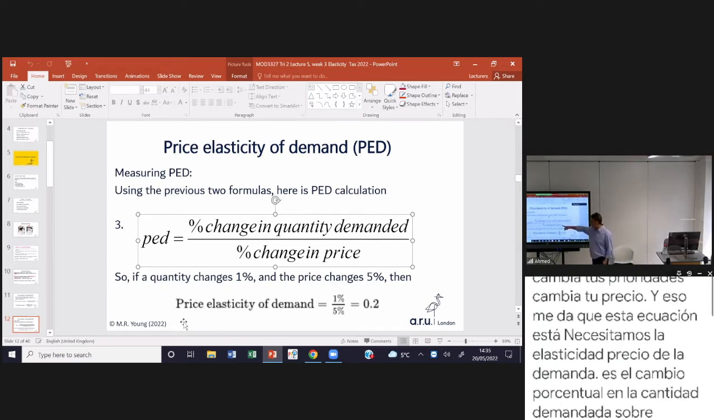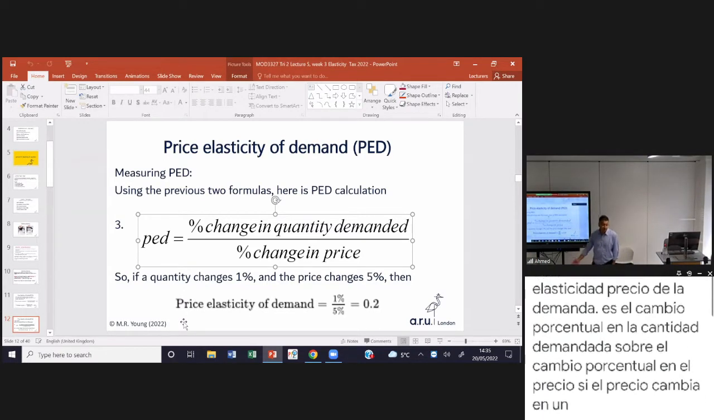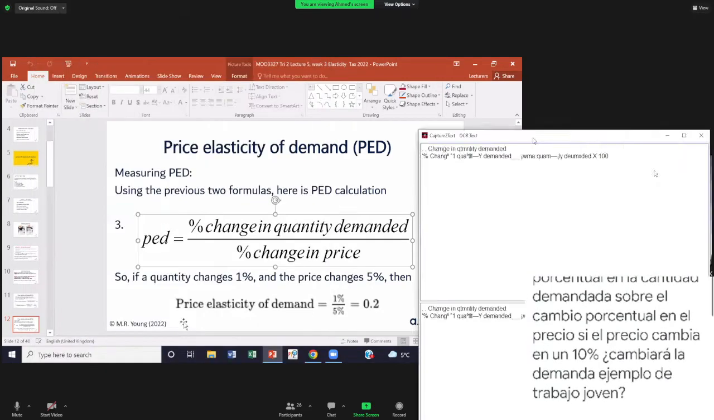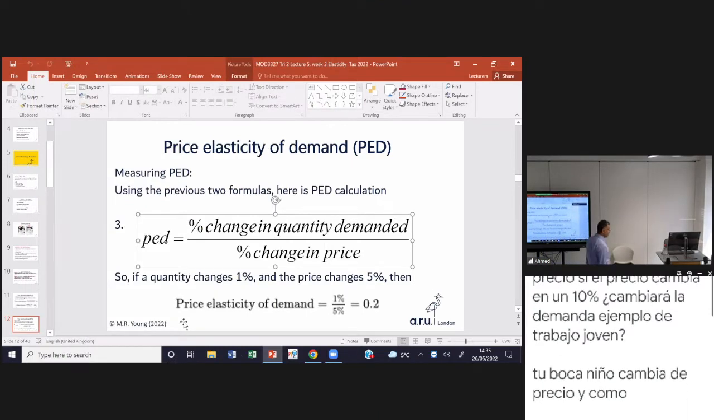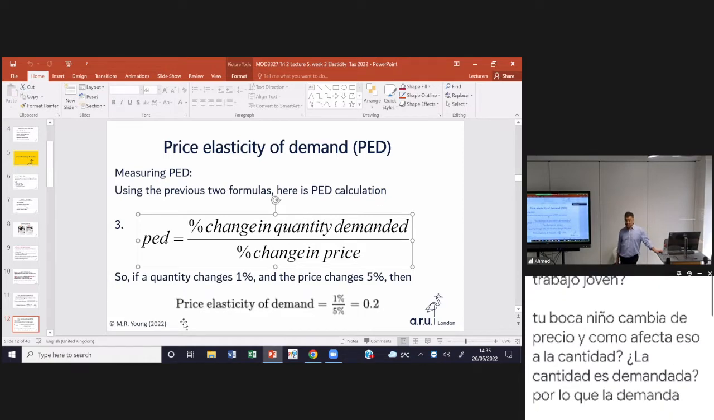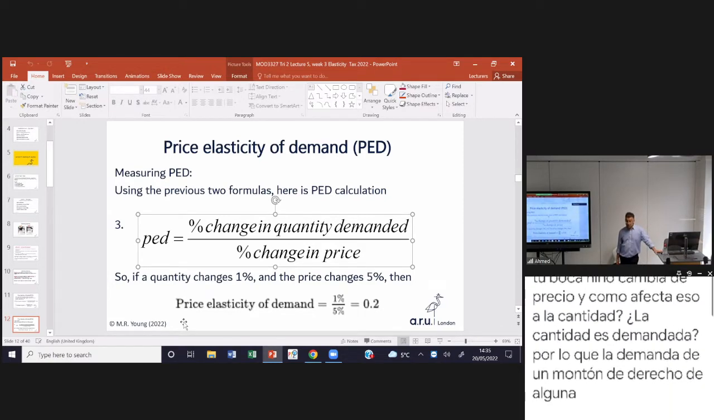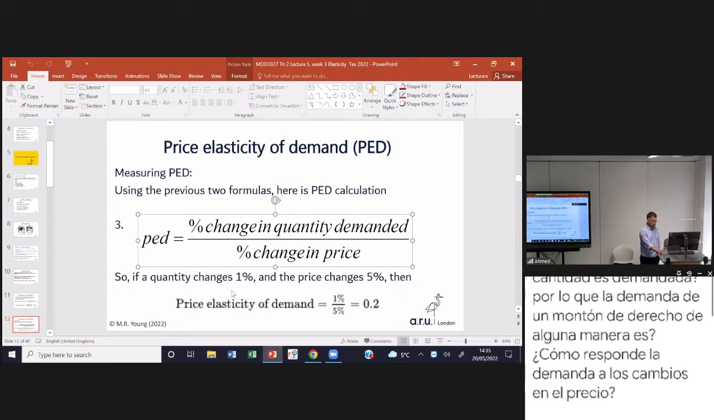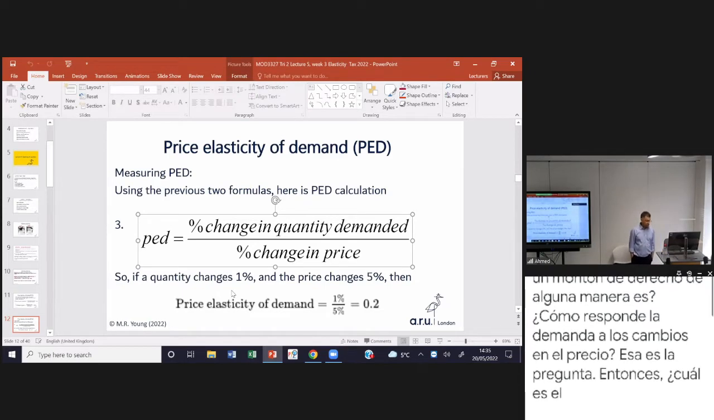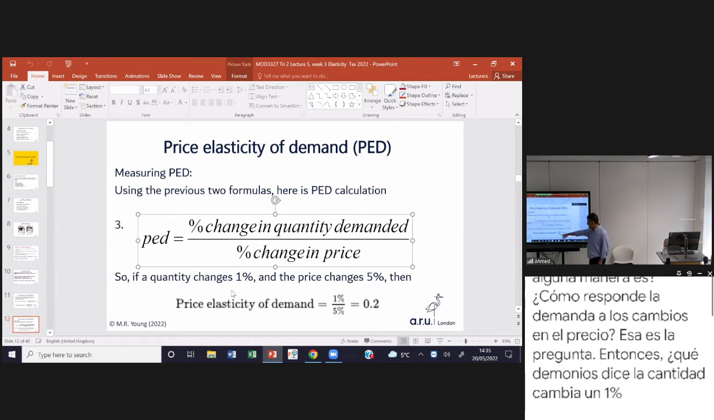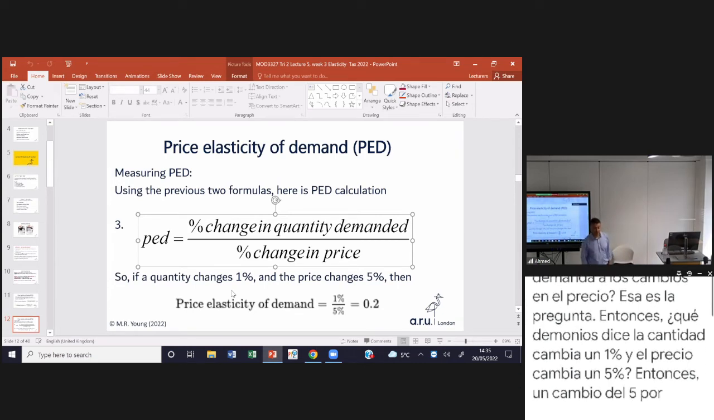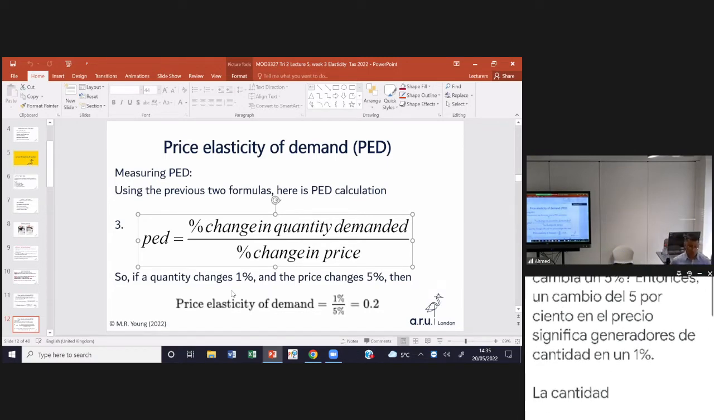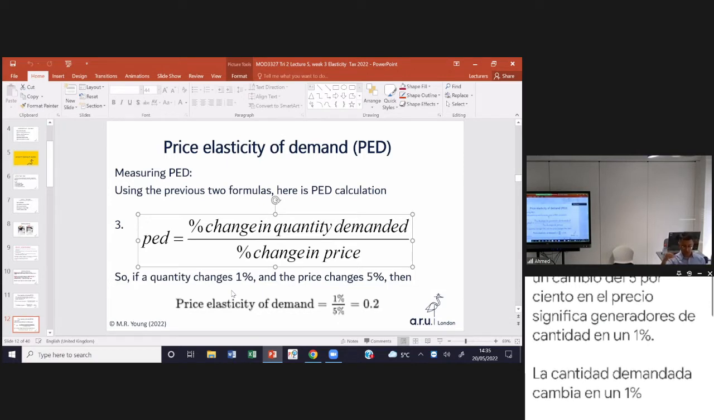If the price changes by 10%, will the demand change by 20%, for example? We want to know how much the price changes, and how that affects the quantity demanded. So for the demand of an item, how responsive is it to changes in price? That's the question. At the bottom it says, if the quantity changes 1% and the price changes 5%, so a 5% change in price means the quantity demanded changes by 1%. If you increase the price 5%, the quantity demanded goes down 1%.